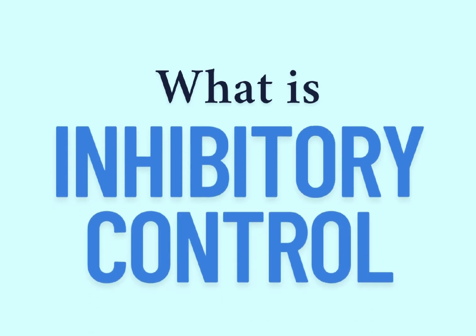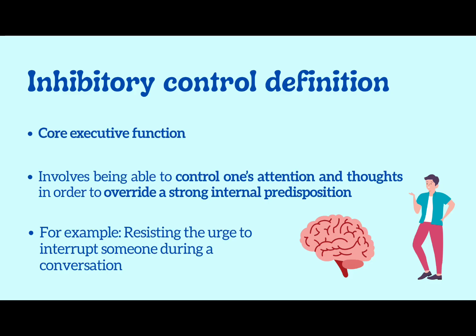What is inhibitory control? Inhibitory control is a core executive function that involves being able to control one's attention and thoughts in order to override a strong internal predisposition. For example, inhibitory control is resisting the urge to interrupt someone during a conversation.